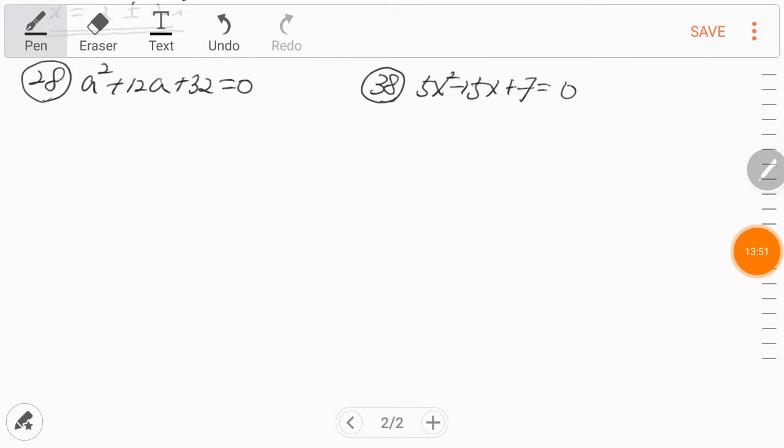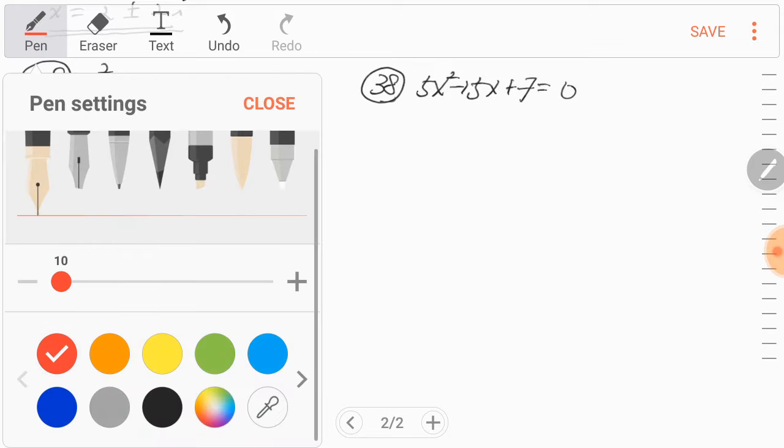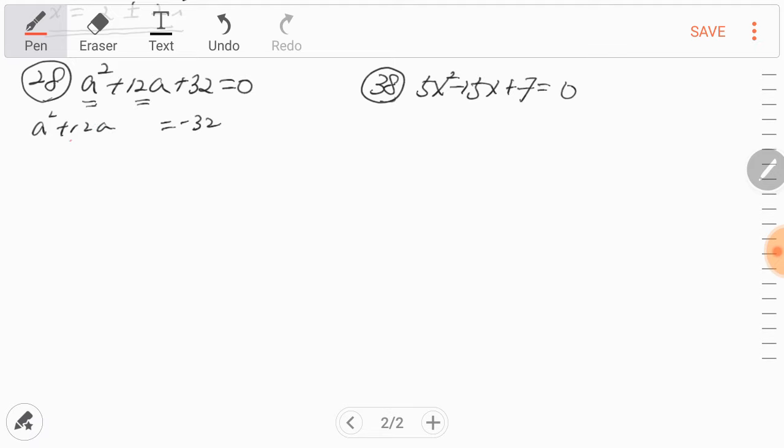Okay, let's do some exercises. From here, the leading coefficient is 1, so just move 32 to the other side. a squared plus 12a equals negative 32. And then the third term is what? Divide 12 by 2, squared. So that is 6 squared. So 6 squared goes to both sides. So that the left-hand side is what?